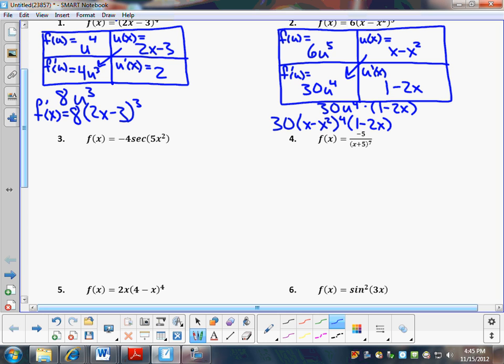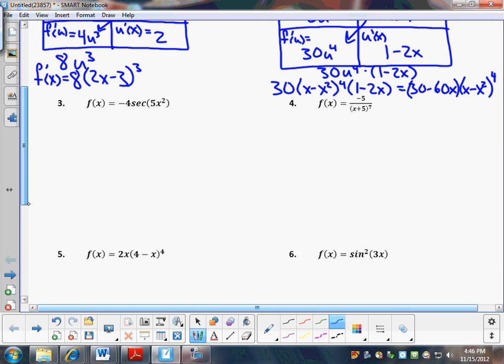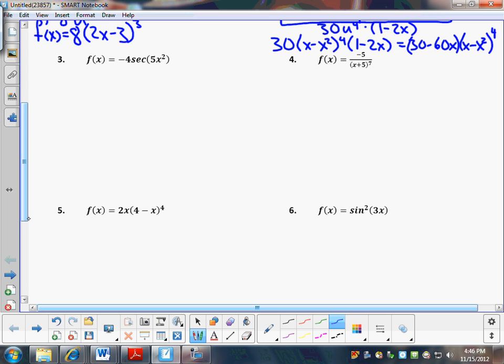And you could rewrite that. You could distribute the 30 to the other side and have (30 minus 60x) times (x minus x squared) to the 4th power. That's another way to write it. But that is the derivative. It's also very useful in trigonometry, which we just covered.